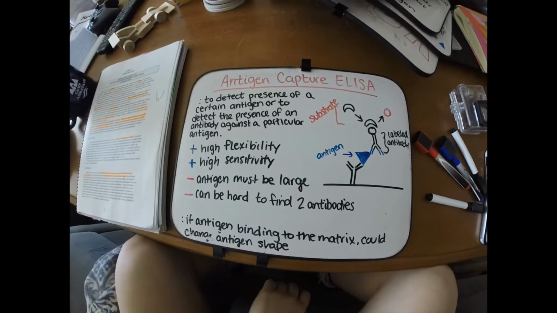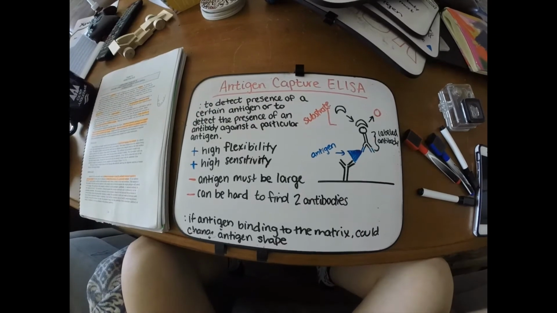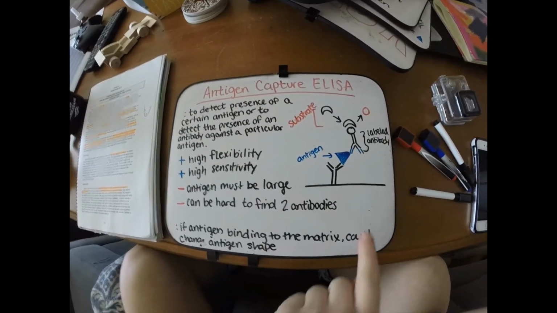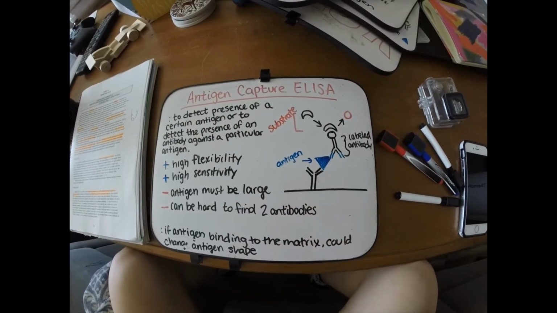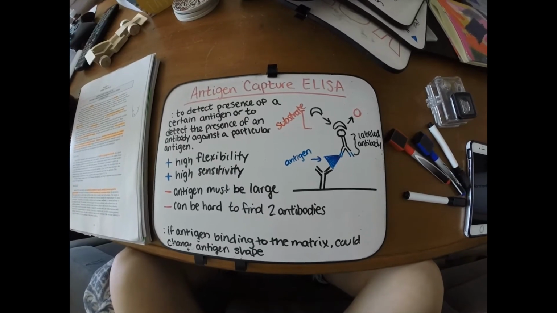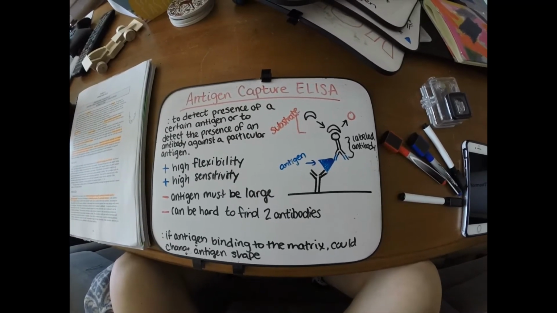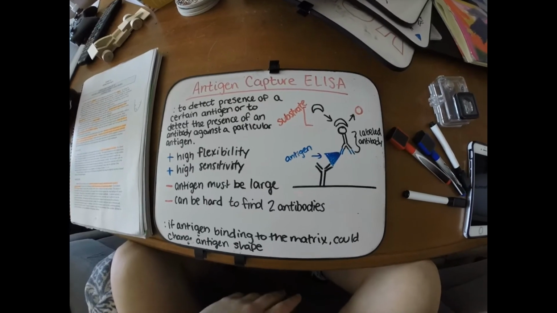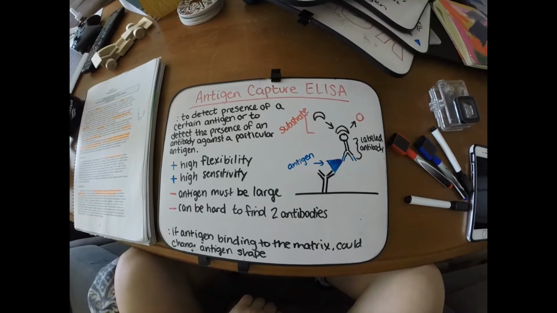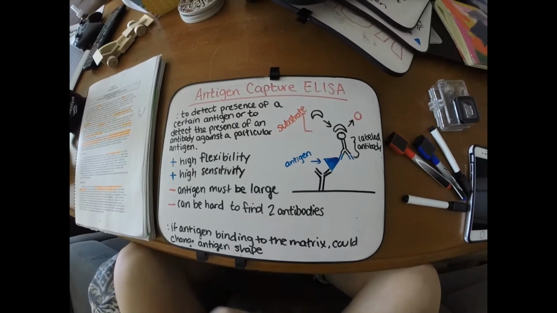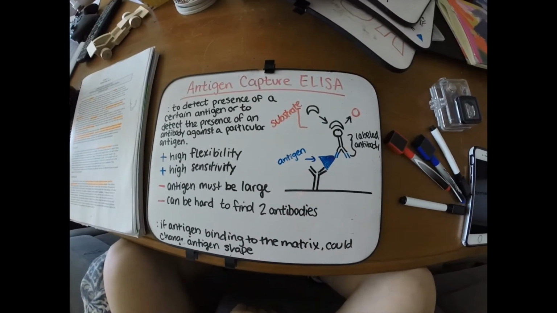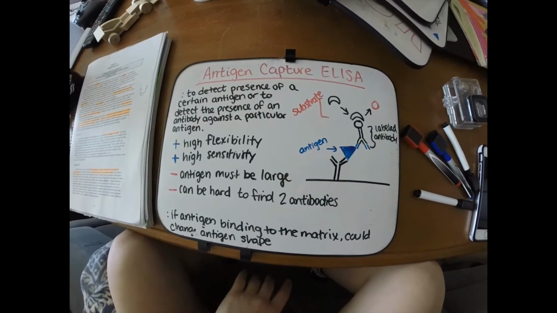So when would you do this method? Let's say that your antigen, when you bind it to this plate, like I mentioned previously, bound to the matrix, it can change shape. Let's say that that's what occurs with your particular antigen. Well, then you might want to do a sandwich, an antigen capture ELISA, because you don't want it to change shape, because changing conformation could affect the binding of these antibodies, right? So this is something that you would do in that case.